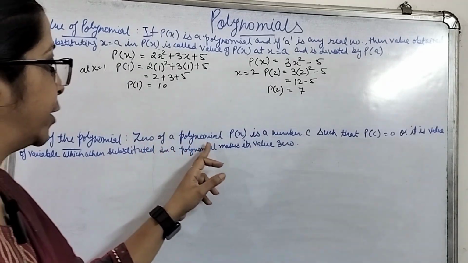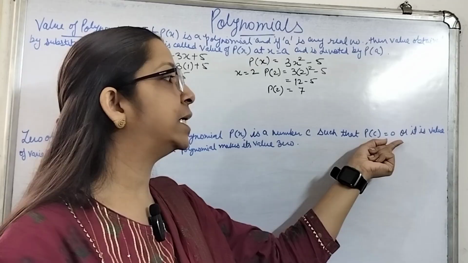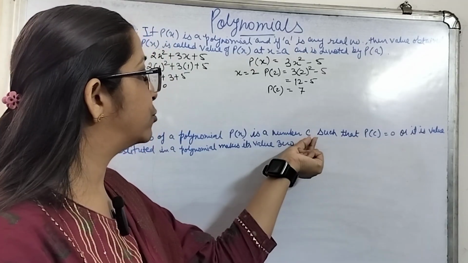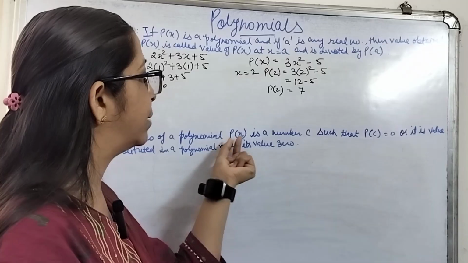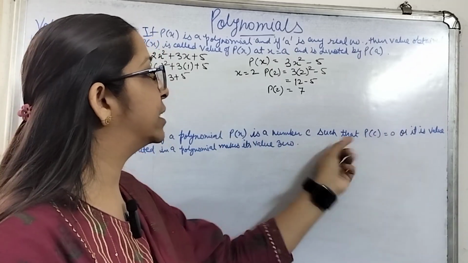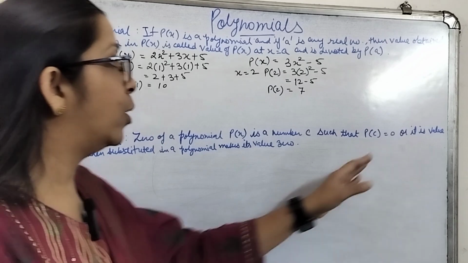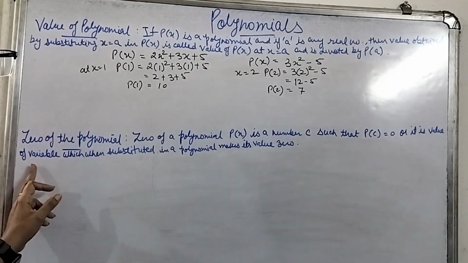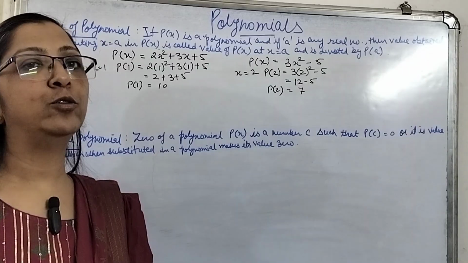The 0 of a polynomial p(x) is a number c such that p(c) is equivalent to 0. If we are going to replace the x by c and the value of p(c) becomes equivalent to 0, then this c is known as the 0 of the polynomial, or it is the value of the variable which when substituted in a polynomial makes its value 0.